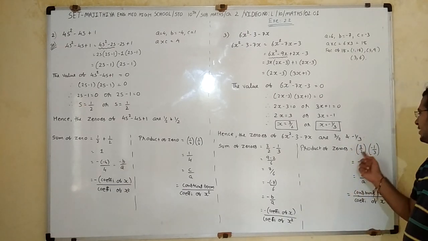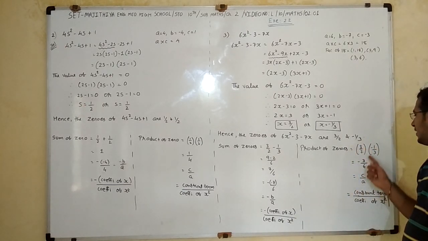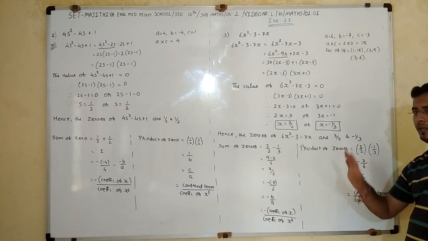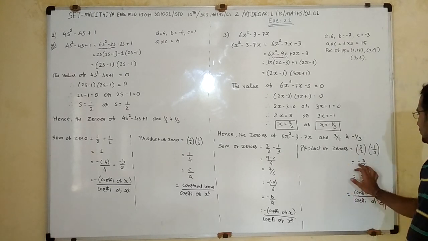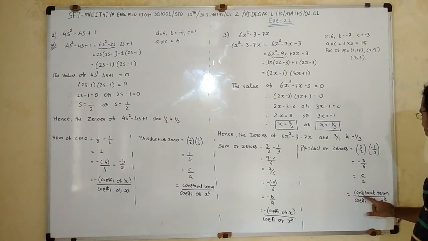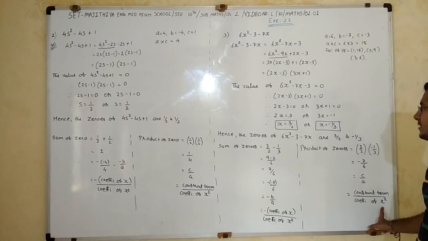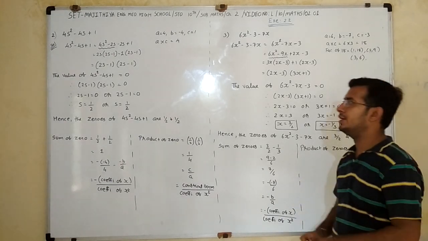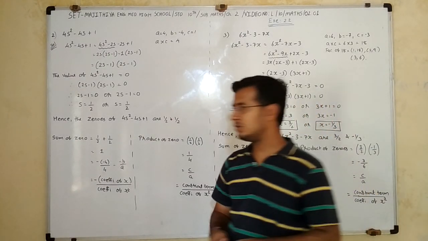Product of zeros: 3/2 × −1/3, 1 times 3 is 3, 2 times 3 is 3, here we do not cut. So −3 upon... what is it? c/a, the constant term upon the coefficient of x². The remaining sums you have to do yourself. If you have any doubt, please contact me.